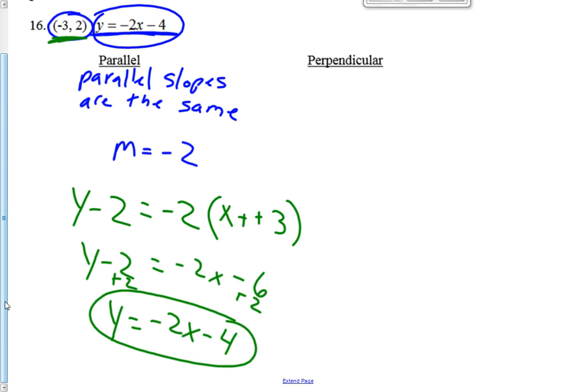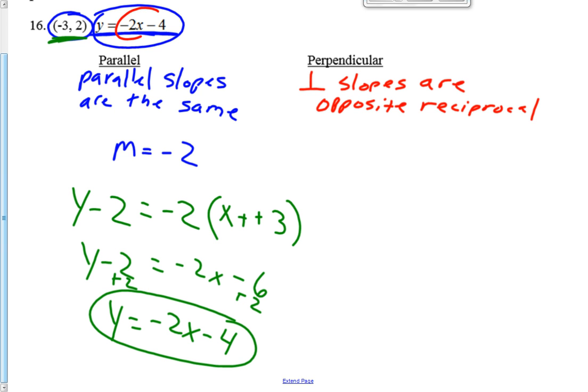The perpendicular line, perpendicular slopes are opposite reciprocal. So this slope right here is a negative 2. So the perpendicular slope, m equals a positive 1/2. It's opposite, so it's negative goes to positive, and it's the reciprocal. 2 over 1 goes to 1 over 2. So now I'm going to put this slope through this point.